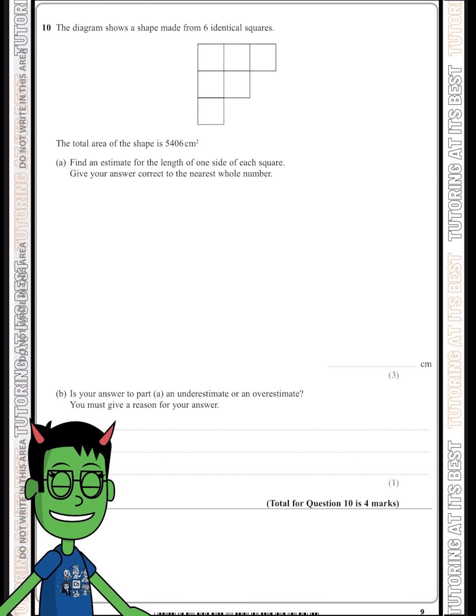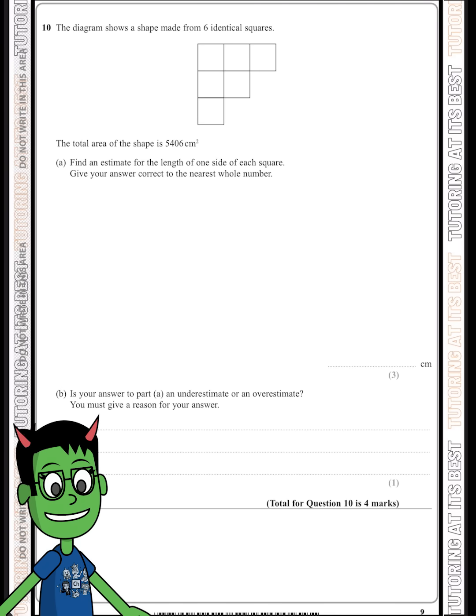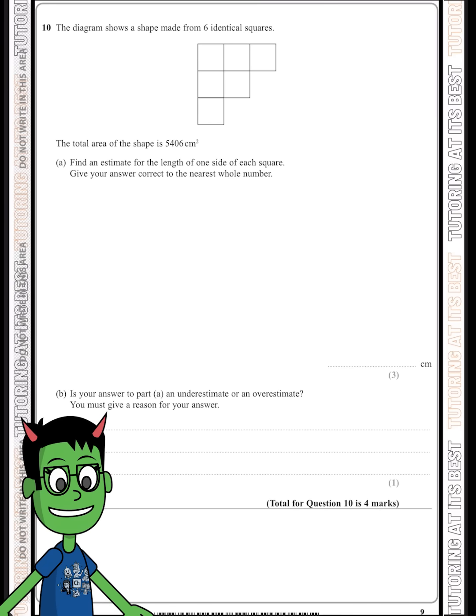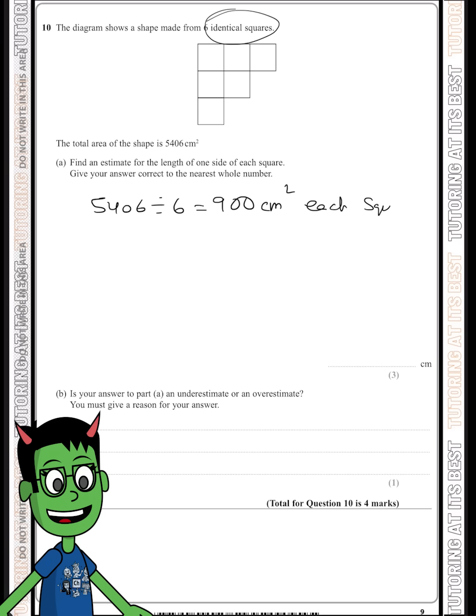So the diagram shows a shape made from 6 identical squares. The total area of the shape is 5,406 centimeters squared. So find an estimate for the length of one side of each square. Alrighty. So we know they're made up of 6 identical squares. So we have 5406 divided by 6, which gives us 900 centimeters squared, and that's for each square. We then need to go ahead and square root 900, and we get 30 centimeters, and that is our answer. And that's your estimate for one side of each square.